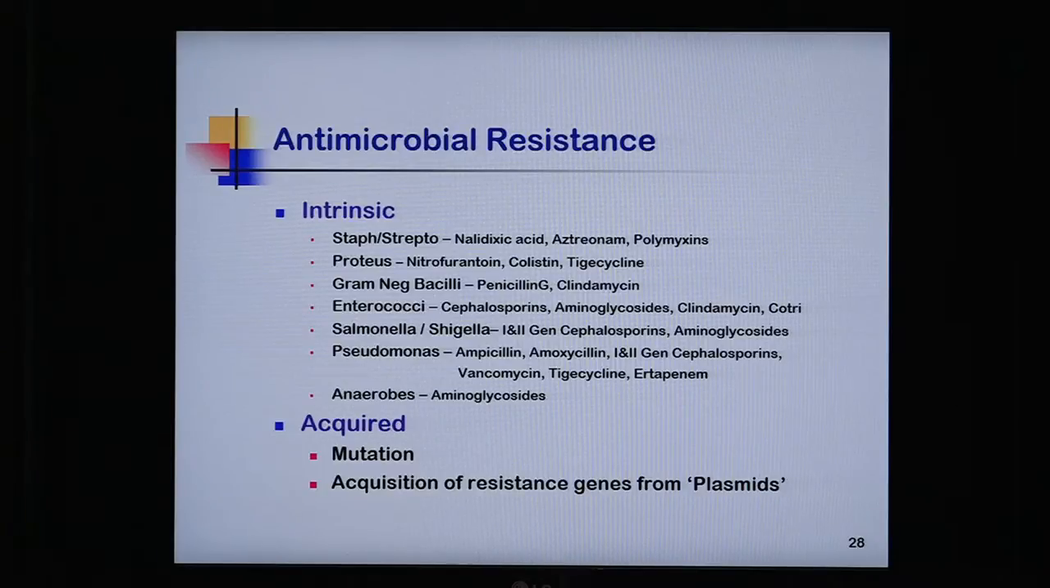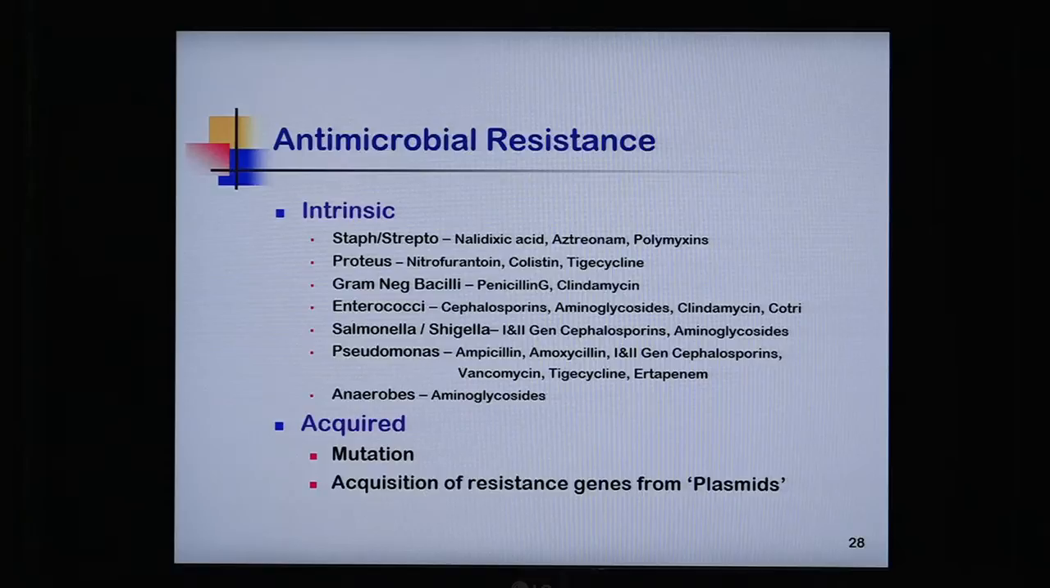For example, all the streptococci and staphylococci are resistant to drugs like nalidixic acid, aztreonam, polymyxins. So you should not put them in your test, nor should you advise anybody. Proteus is inherently resistant to nitrofurantoin, colistin, tetracycline. All gram negative bacilli are resistant to penicillin G or clindamycin. Enterococci are inherently resistant to cephalosporins, aminoglycosides, clindamycin, cotrimoxazole. Salmonella and Shigella are resistant to first and second generation cephalosporins and aminoglycosides. And your Pseudomonas is inherently resistant to ampicillin, amoxicillin, first and second generation cephalosporins, vancomycin, tigecycline, and ertapenem.